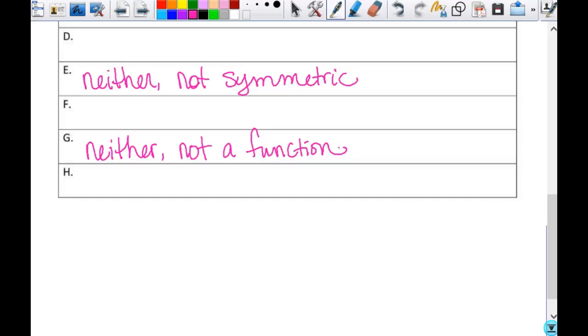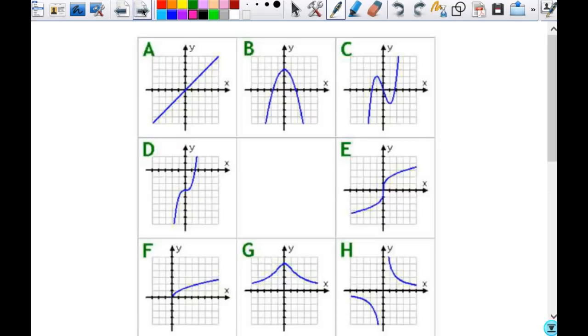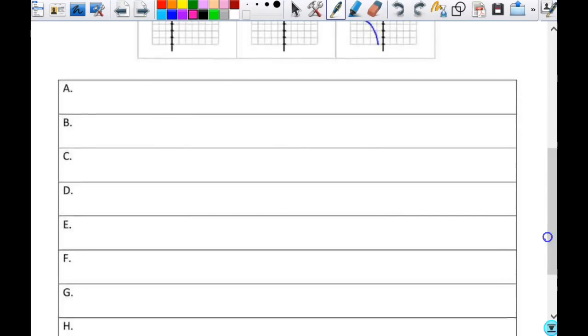We good? All right. Now look, flip over on the back. We're going to do a couple on the back. So look at D right here. Even, odd, or neither. Okay, so if it's even, then that means I can reflect it in the y-axis, and it looks the same. Can I do that? No. Okay, and if it's odd, does this have symmetry? Yes. It has rotational symmetry, and that's the point. Is that point the origin? No. So then it's a neither situation. So make sure you put it in D.